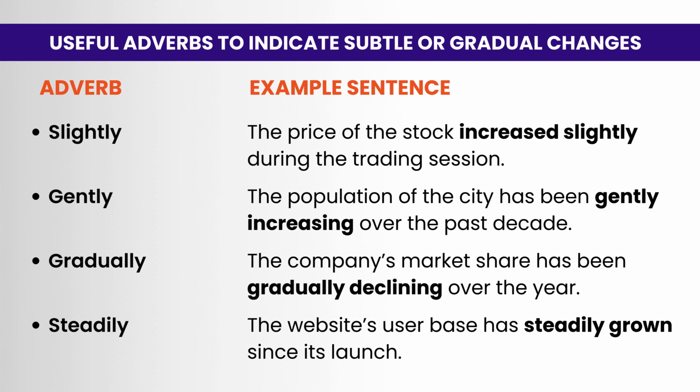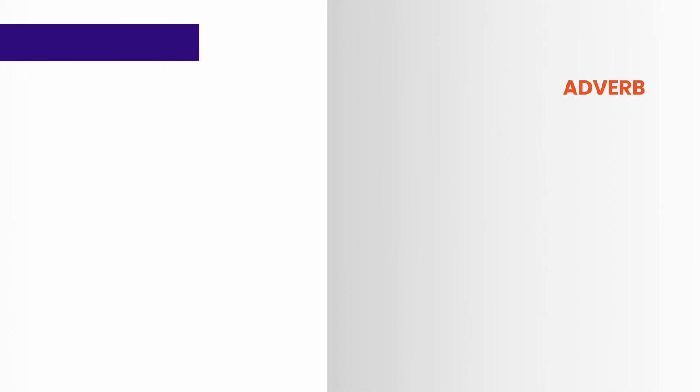Useful adverbs to indicate subtle or gradual changes. Slightly. The price of the stock increased slightly during the trading session. Gently. The population of the city has been gently increasing over the past decade. Gradually. The company's market share has been gradually declining over the year. Steadily. The website's user base has steadily grown since its launch.